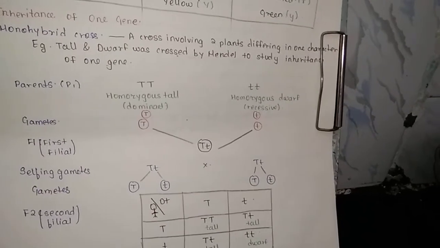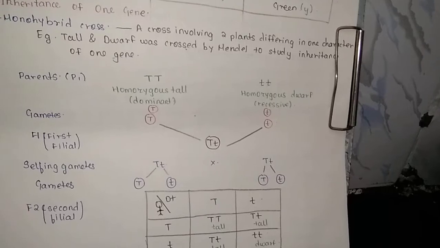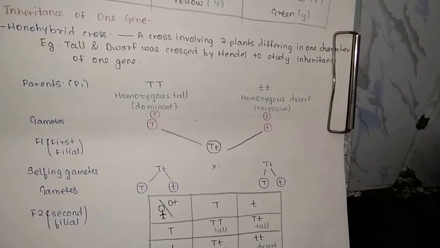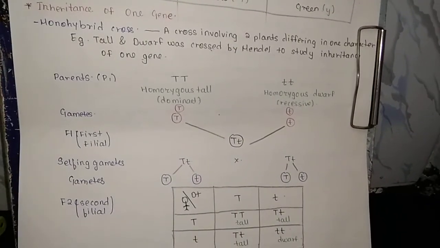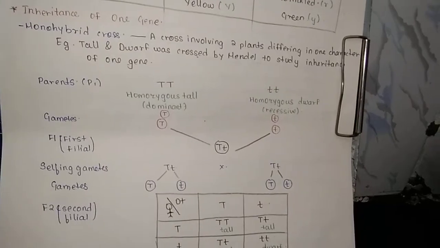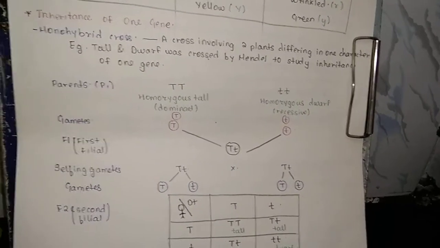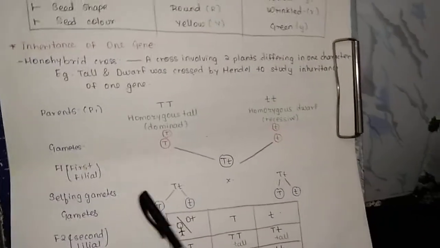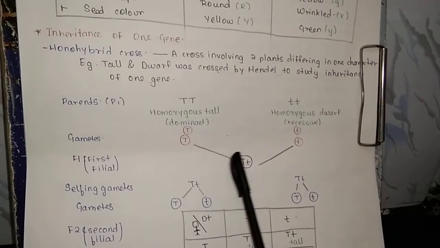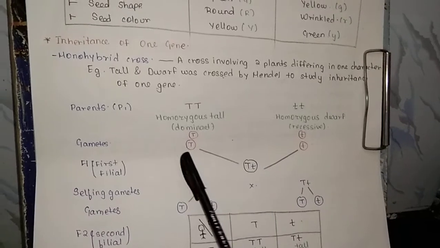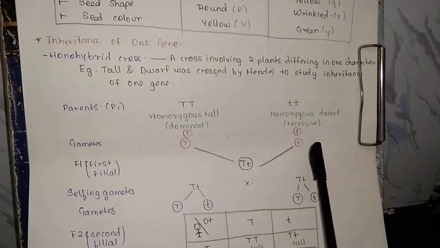Mendel investigated opposing traits, and then he crossed tall and dwarf pea plants to study the inheritance of one gene. For this he collected the seeds produced from the cross and grew them to generate a plant of the first hybrid generation, that is capital T small t. This was obtained by the cross of the gametes, that is capital T and small t.